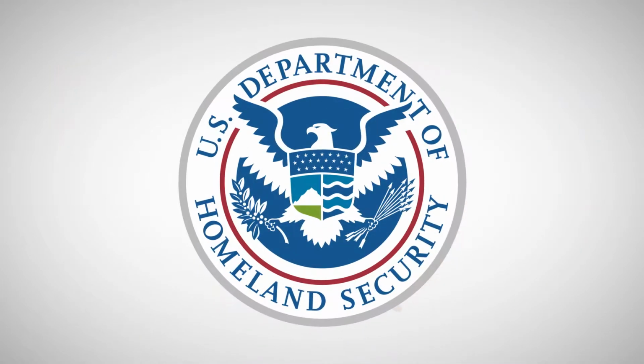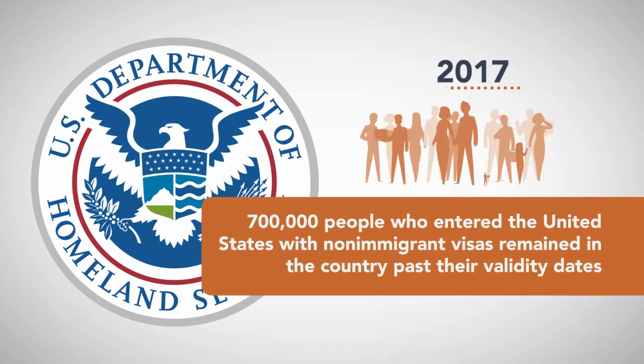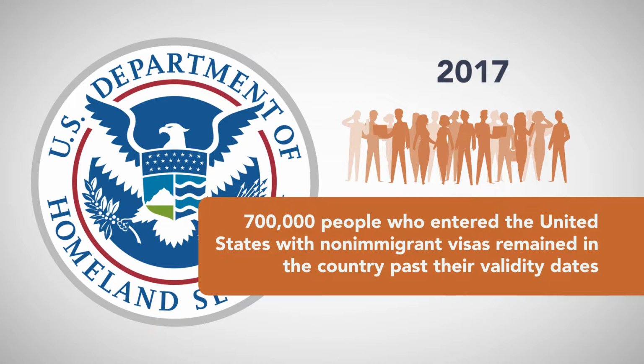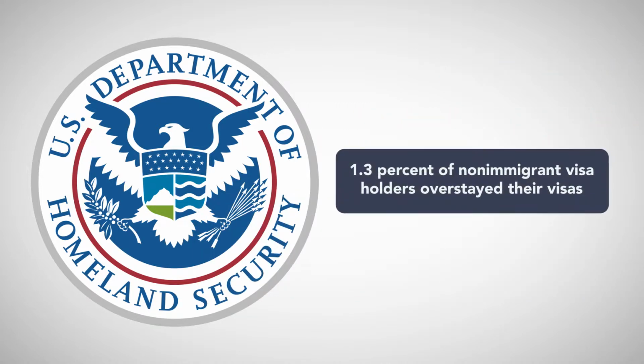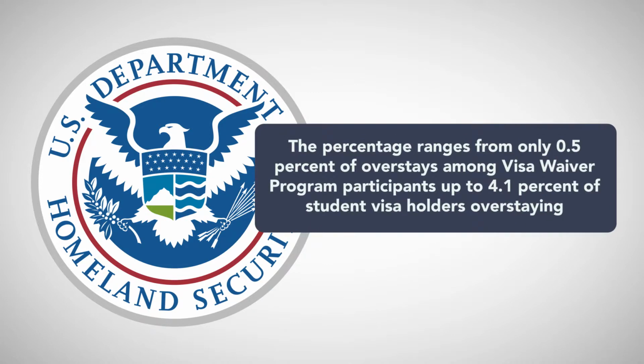According to the Department of Homeland Security, in fiscal year 2017, about 700,000 people who entered the United States with non-immigrant visas remained in the country past their validity dates. DHS estimated that overall, about 1.3% of non-immigrant visa holders overstayed their visas, although the percentage ranges from only 0.5% of overstays among Visa Waiver Program participants up to 4.1% of student visa holders overstaying.